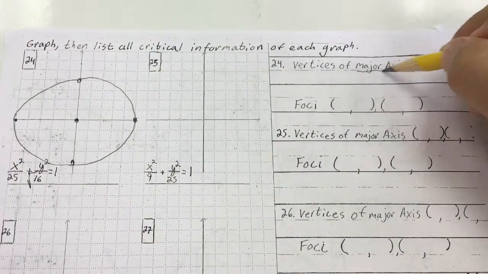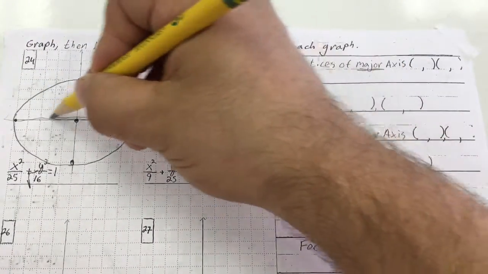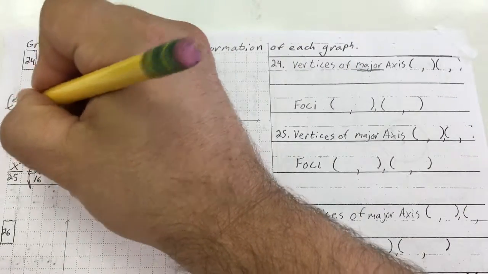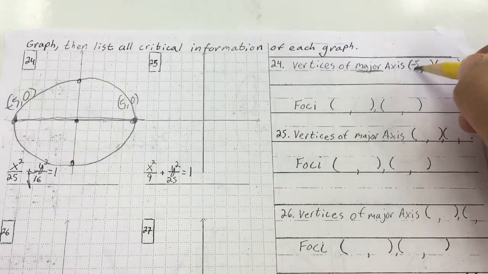So I want to find the vertices of the major axis. For the ellipse, that's going to be the long axis. So that's simple enough. It's just going to be located at 5, 0 and negative 5, 0. Right there and right there. So I'm going to label those negative 5, 0 and 5, 0.